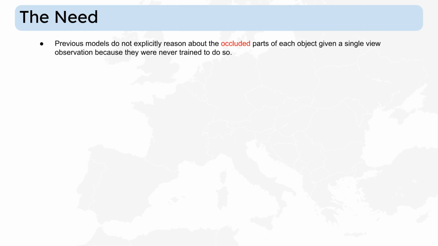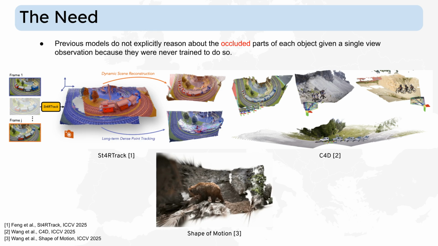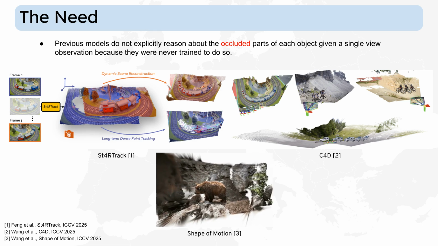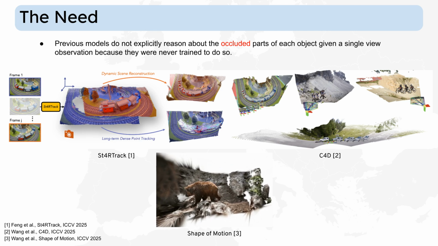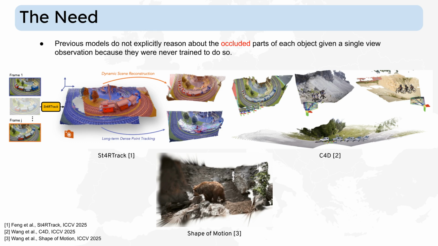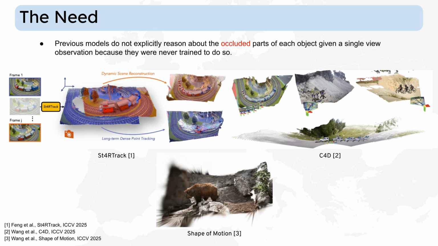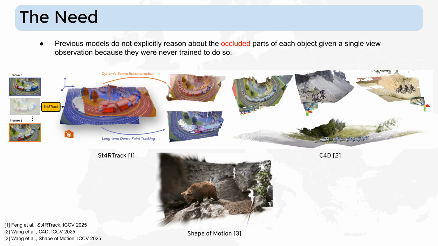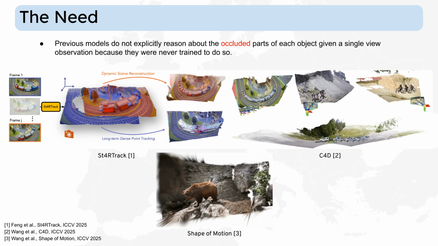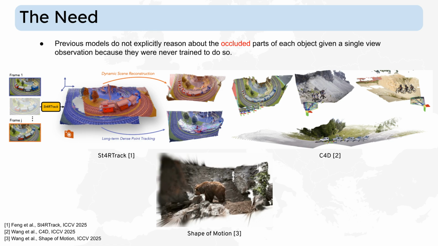On the 4D side, methods like StarTrack, C4D, and Shape of Motion can track and reconstruct structure over time, but they treat the scene as a whole without decomposing individual objects. More importantly, they were never trained to reason about the parts of an object that are currently occluded. So when an object moves behind another or changes viewpoint significantly, the reconstruction breaks down. There is no persistent, object-level 4D understanding.